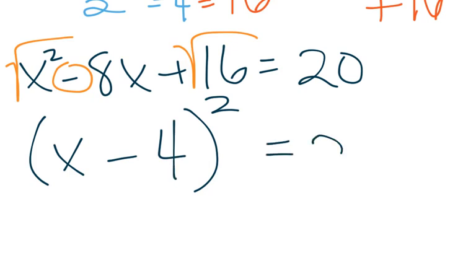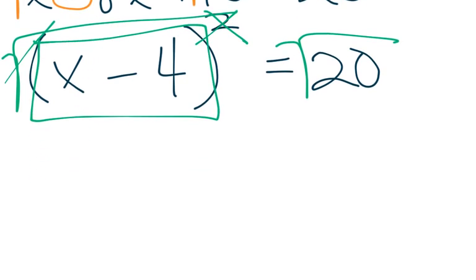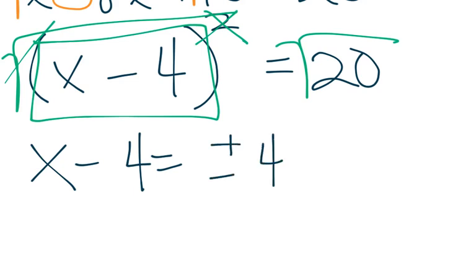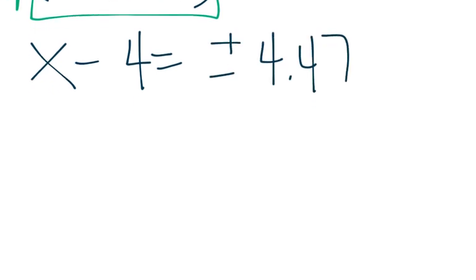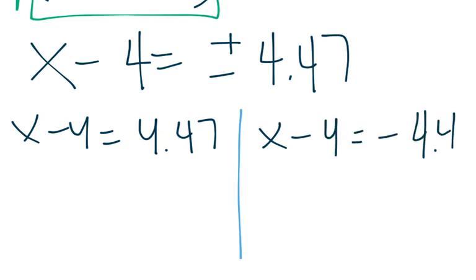So (x minus 4) squared equals 20. Now we want to find the square root of both sides. So this square root sign is going to cancel out this square. So all that we're going to be left with on the left side is what's on the inside of the parentheses. So we have x minus 4 equals positive or negative square root of 20, which is 4.47. So we're going to have two different equations. We're going to say x minus 4 equals positive 4.47, or x minus 4 equals negative 4.47.